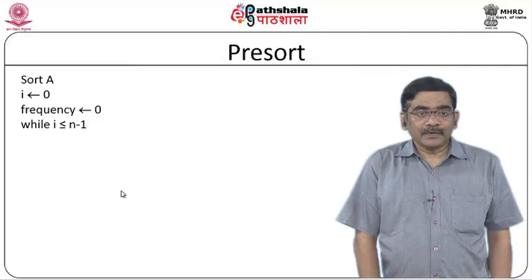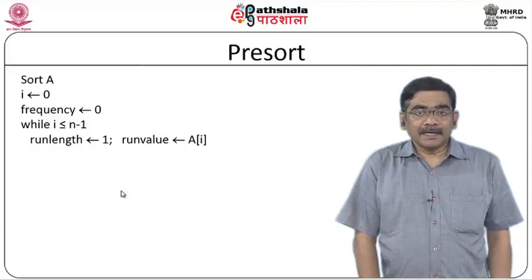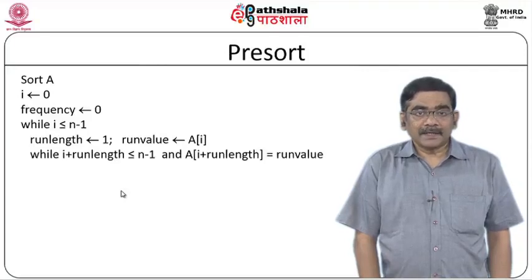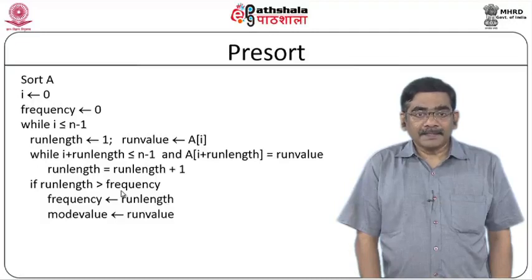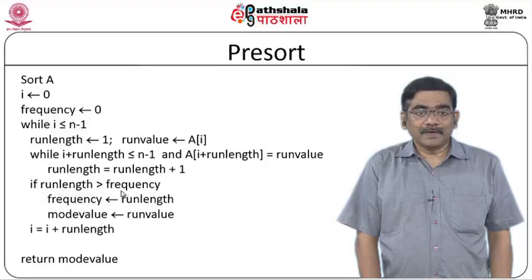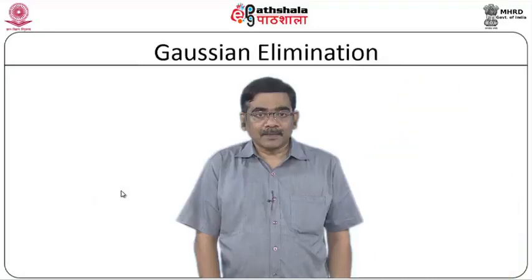Sort A. You can see that the variables are assigned. I am starting the loop and I am going to find the run length. If the element is present in the adjacent locations, I am going to increase the run length, and if the run length is greater than the frequency, I am going to update the frequency as well as the mode value. So, at the end of the algorithm, I have the mode value and I can return this as the result of this procedure.